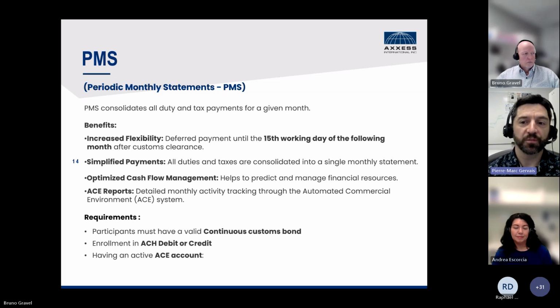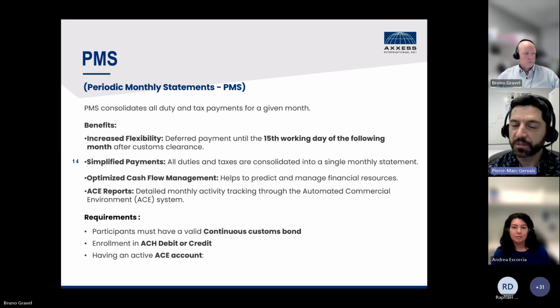First one is increased flexibility. It means that if you register to PMS, you'll be able to defer your payment until the 15th working day of the following month after customs clearance. Let's take an example here. If you have shipments that are cleared early February, then the duties will only be due on March 15 or approximately, depending on the calendar. So this gives you up to 45 days to pay taxes and duties to CBP, which is a great thing for all importers, to delay payment.